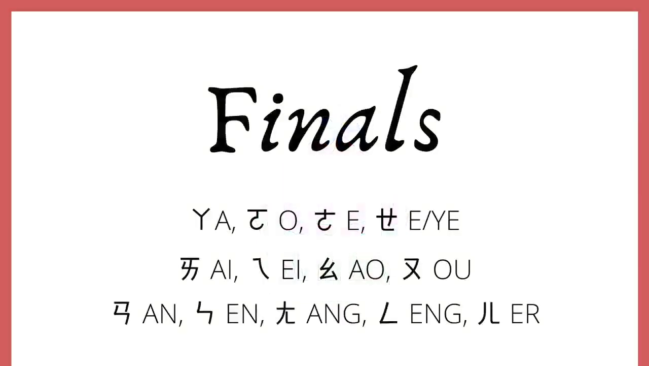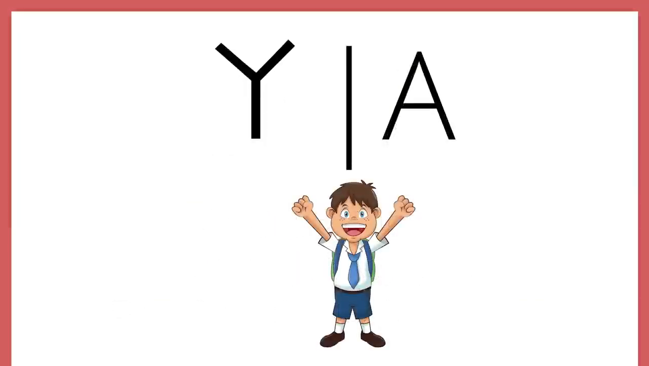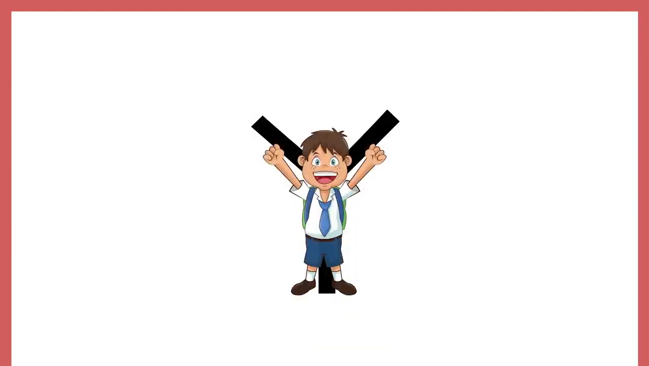Now we get to the finals, and there are quite a few of these. So get ready. Everybody buckled in? Okay, first one. Ah. Think of a kid who's just been let out for the summer break going, yeah! Then get rid of the Y, and you have ah. The pinyin is A, and the zhuyin looks exactly like a newly freed student raising his fists in victory.